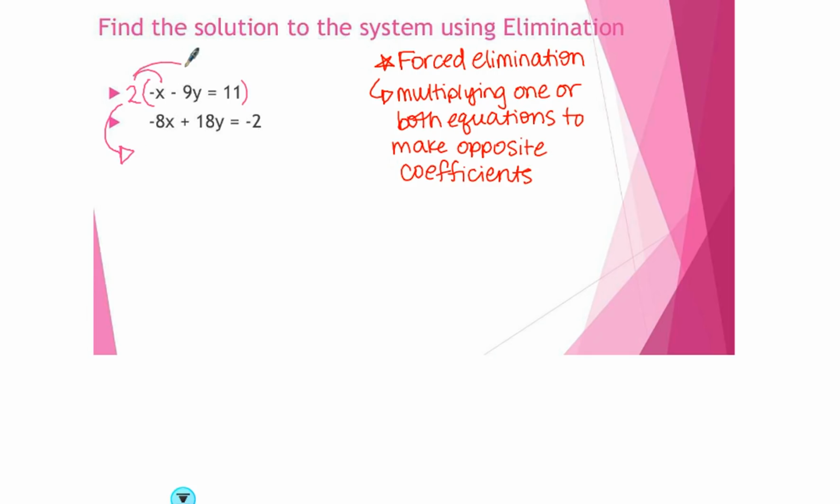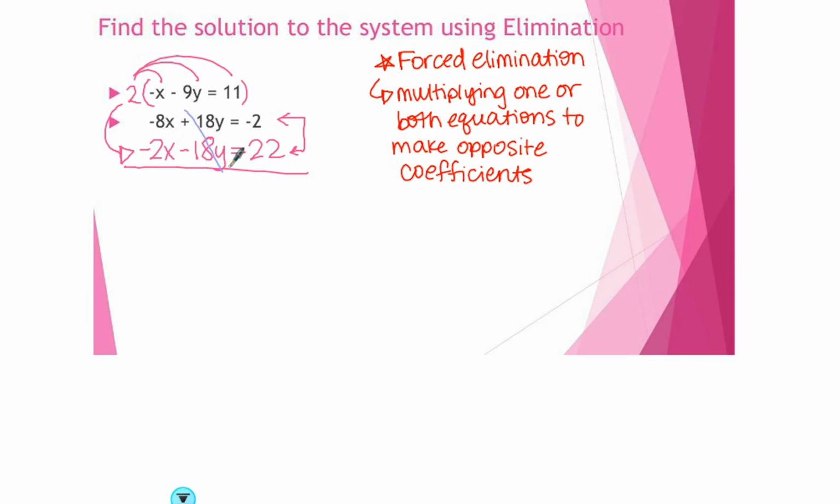Now be careful whenever you decide that. You have to distribute it to all three parts of your equation so it doesn't change or alter the actual value of your equation. We're just increasing it by a common multiple. So 2 times negative x is negative 2x. 2 times negative 9y is negative 18y. And then 2 times 11 is 22. So now I'm looking at these two equations to do my elimination.